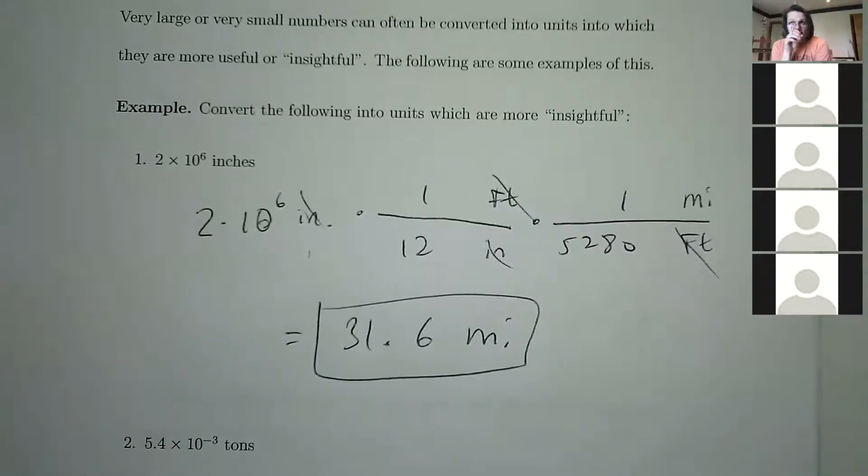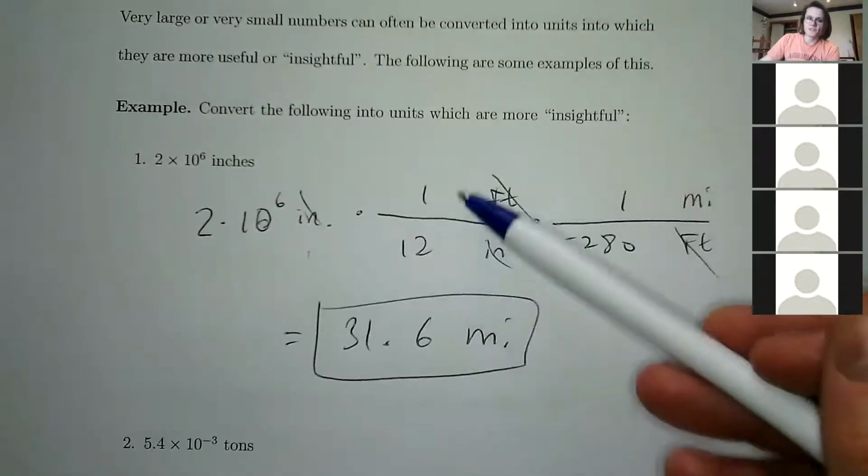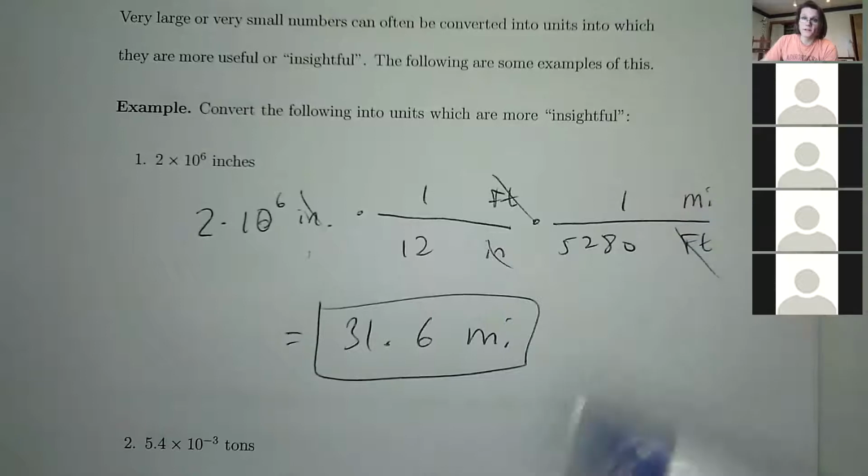Like if you were on a game show and you asked someone how many miles is 2 million inches, they probably wouldn't guess 32. They'd probably guess some number that's bigger. But it's just a factor of there's 12 inches in a foot and then 5,000 feet in a mile essentially. So it kind of adds up.